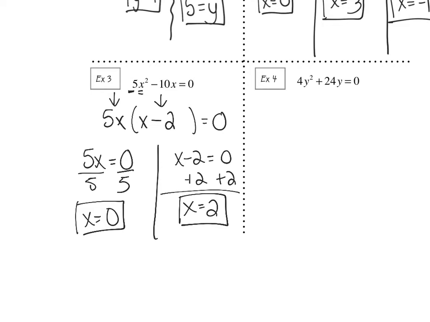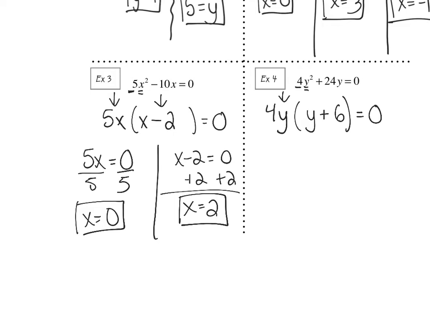Same thing with example number 4. Take out what you can. Take out the GCF first. So they share a 4. They also share a y. So I'm going to take out a 4y. And what do I have left? If I take out a 4y, I've got a y left in the front, plus, and I have 24 divided by 4 is 6, and that's all that's left, equal to 0.